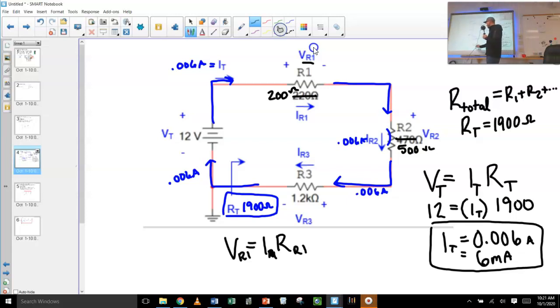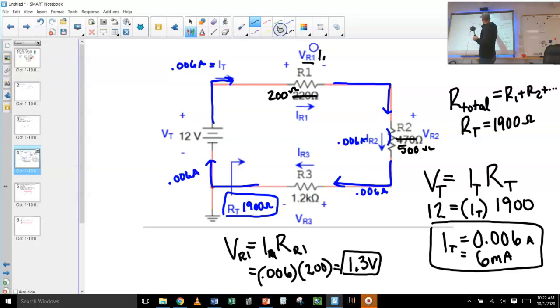So we already know the current is 0.006. And we know the resistance of resistor 1 is 200. So if you take 0.006 and you multiply by 200, you get 1.3-ish. Now, I rounded this 0.006 when I wrote it on the board, but I kept all the decimal points when I did that. So this one, 1.3 volts. So this up here is going to be 1.3 volts.